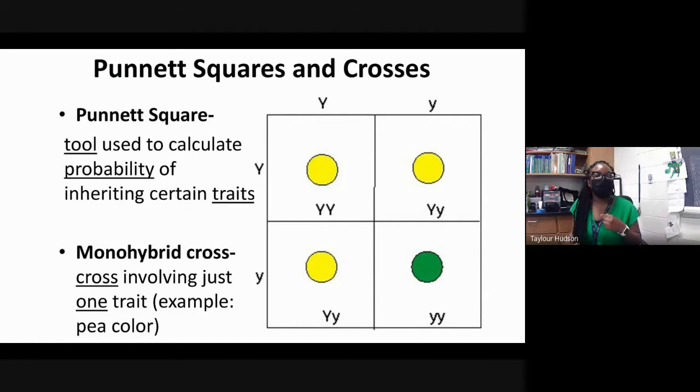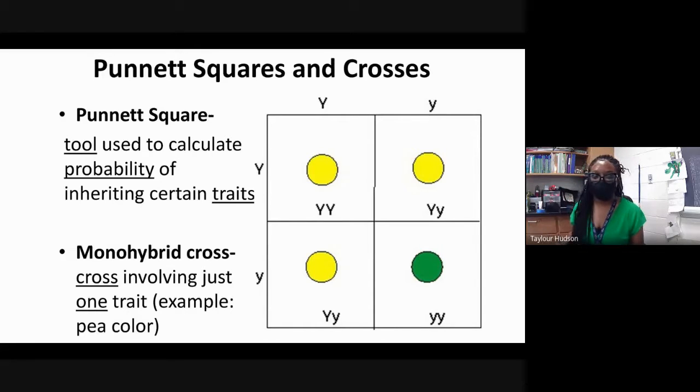So probability is a fancy word for saying the chances. All right, so the reason why we use Punnett squares to get the chances is because each of the squares in a Punnett square represents a 25% chance, or a 1/4 chance, of that occurring. Okay, we're going to be talking about two different types of Punnett squares today.